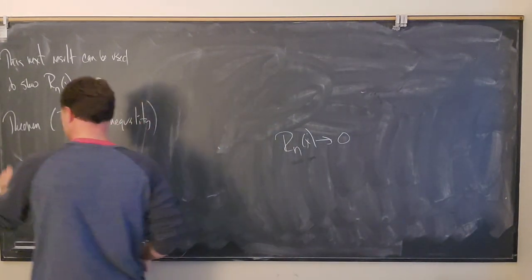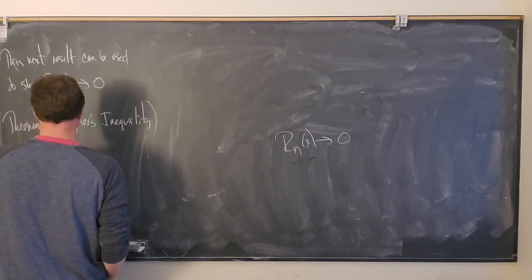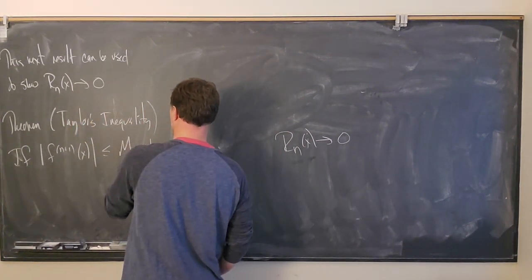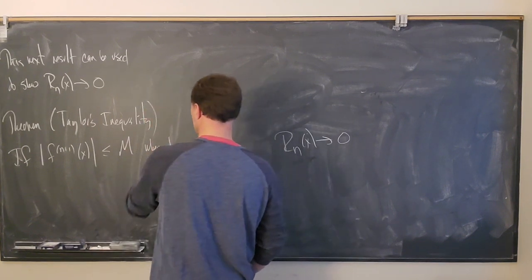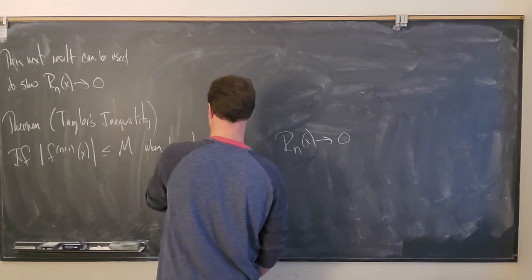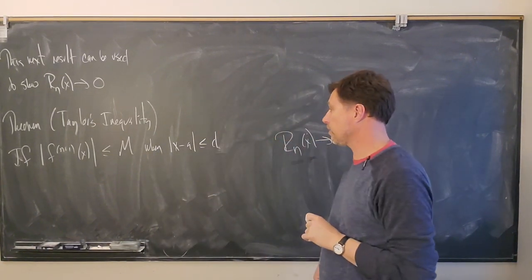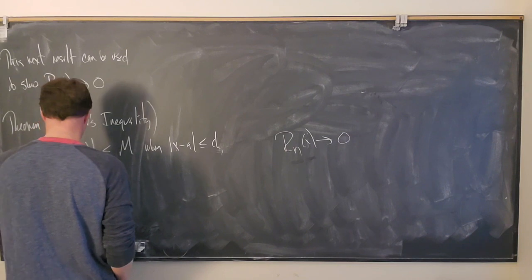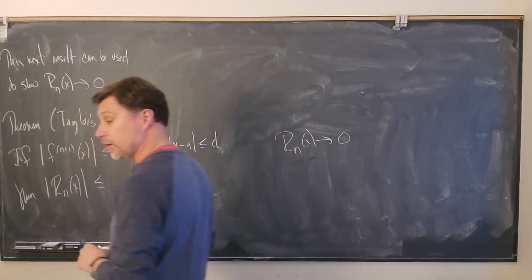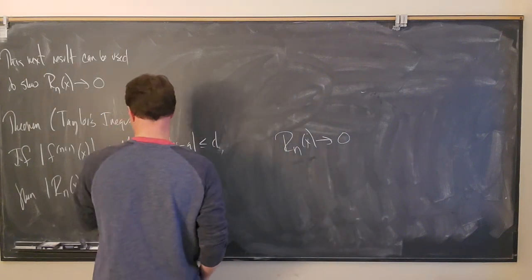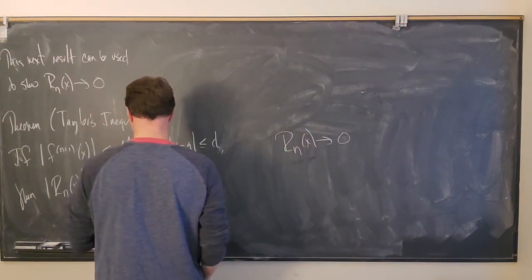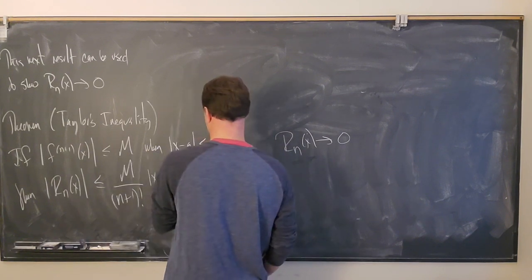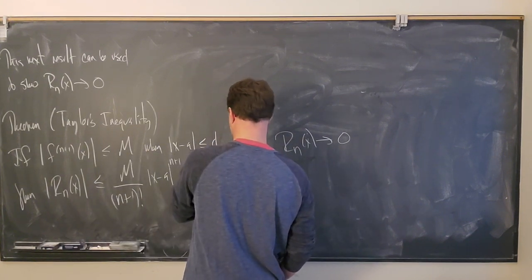And so it goes like this. If the absolute value of the n plus 1th derivative is less than or equal to some number m when x is within distance d of the number a, then the absolute value of the nth remainder is less than or equal to m divided by n plus 1 factorial times the absolute value of x minus a raised to the n plus 1, whenever the absolute value of x minus a is less than or equal to d.